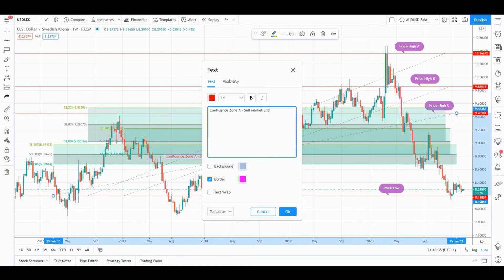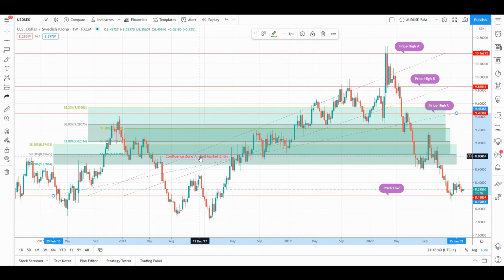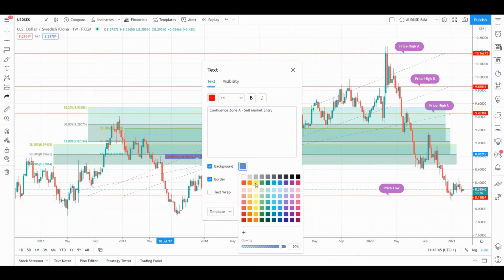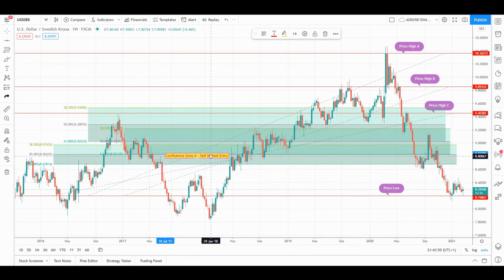50% and the 61% intersected, right? Right over there, we have an alignment of the 50% and the 61%. Yep, that's right over there. We have the alignment, as you can see. So this is where we place our market entry, right, to sell.